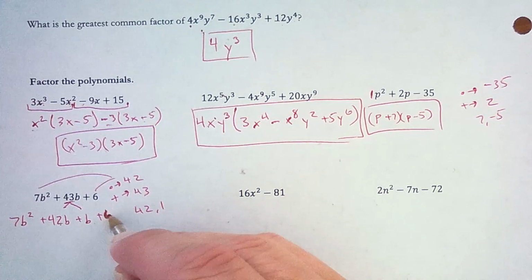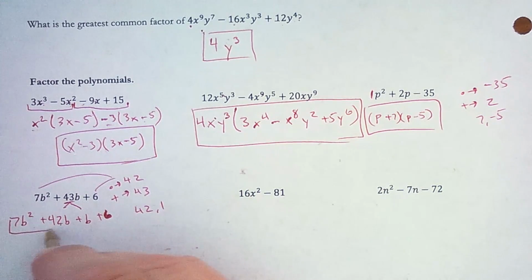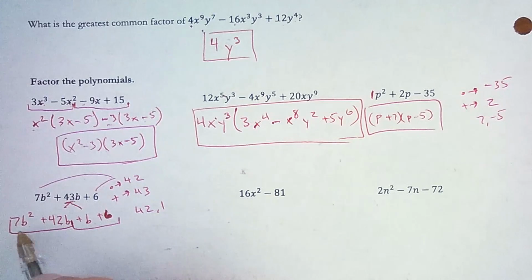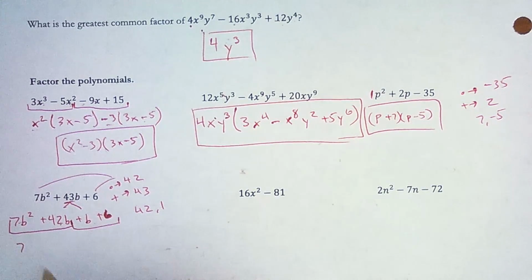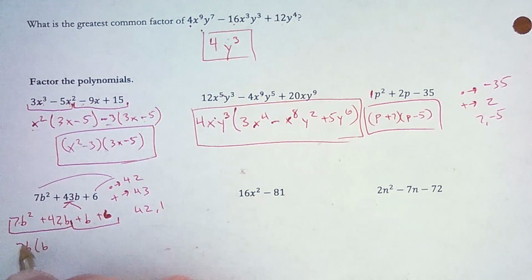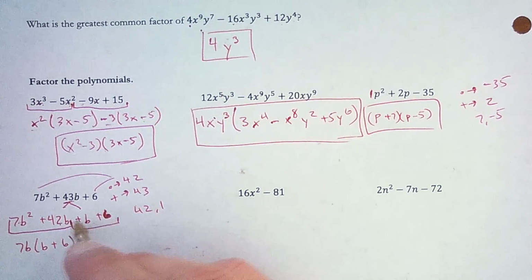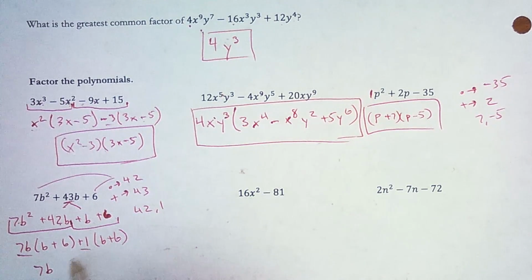And then that 6 looks a lot like a b, so we'll try to fix that. And then we will factor by grouping. The greatest common factor here is 7b. And when I divide 7b squared by 7b, I get b. 42b divided by 7b is 6. Here the GCF is 1. So in the second group, I'll factor out a positive 1. And when I divide b plus 6 by 1, I get b plus 6. So we've got 7b plus 1 times b plus 6.